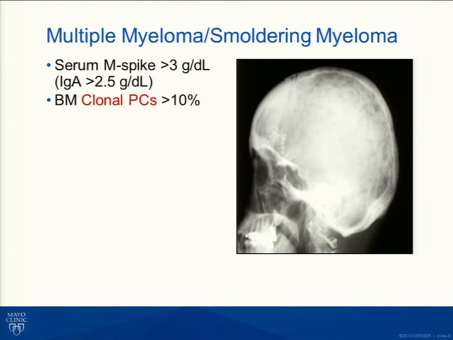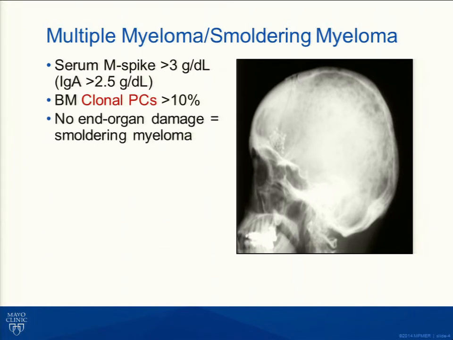So what are the disease definitions for at least these three? Smoldering myeloma and multiple myeloma are plasma cell proliferative disorders that are defined either by end organ damage or by having a high plasma cell burden or a high disease burden. That disease burden can be manifest by a high serum monoclonal protein level or by a high proportion of abnormal plasma cells in the bone marrow.